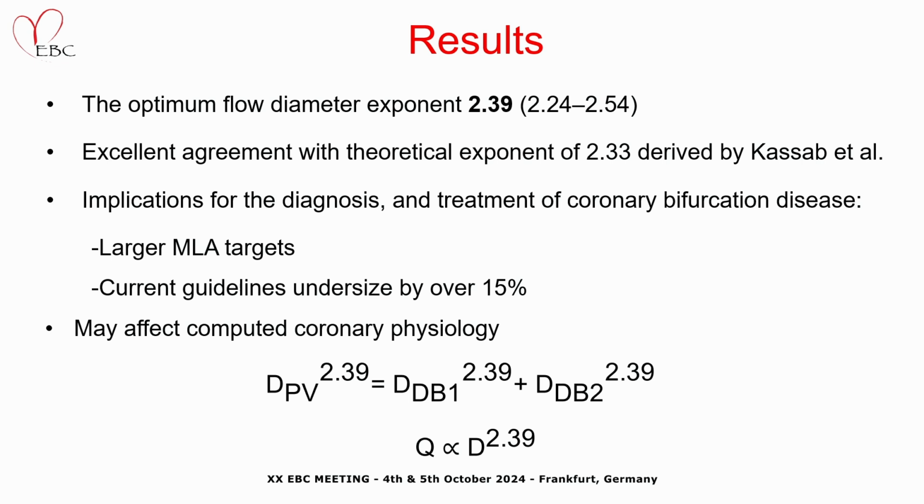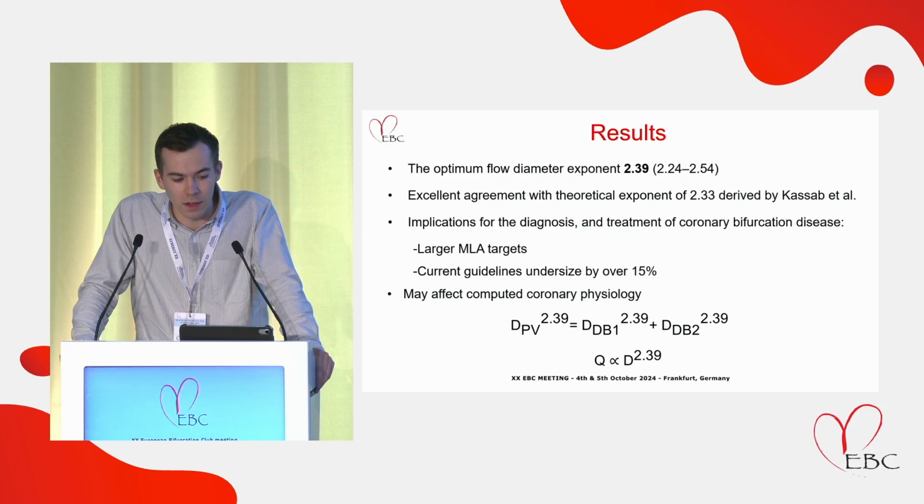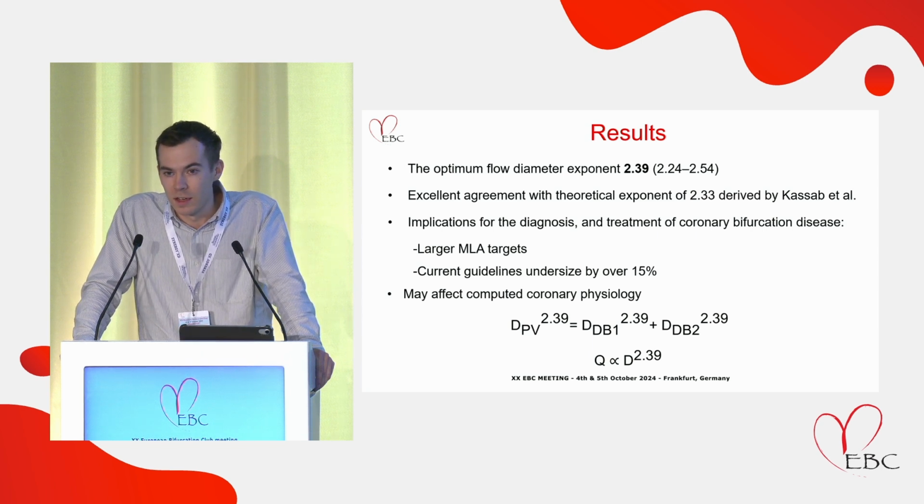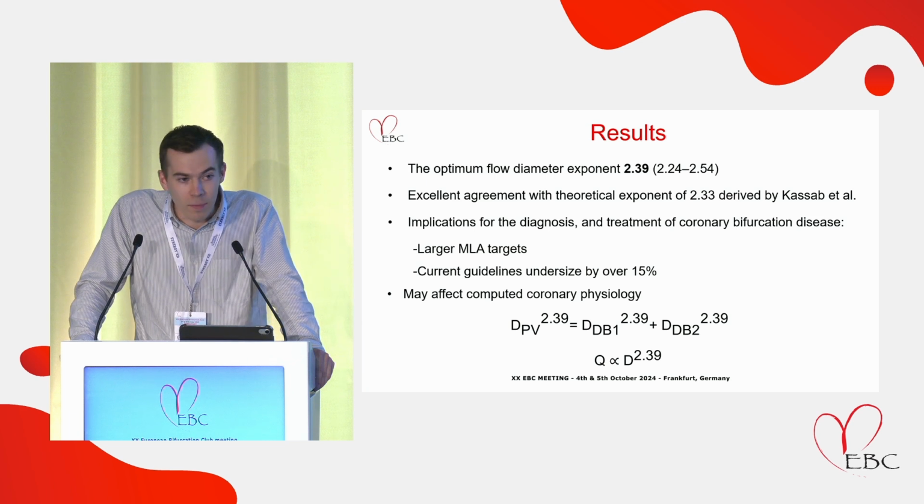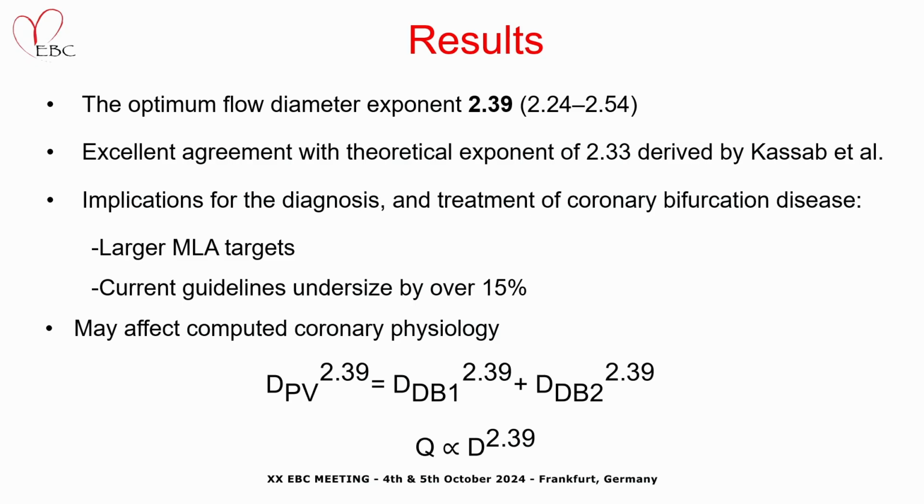And so one more time, just to hammer home the result, an optimum exponent of 2.39 for coronary bifurcations showed excellent agreement with the theoretically derived value of 2.33 by Huo and Kassab. And this has implications for the diagnosis and treatment of coronary bifurcation disease. It's a bit of a good news story for PCI. It implies that for our parent vessel, we should be going for larger MLA targets, so more PCI.